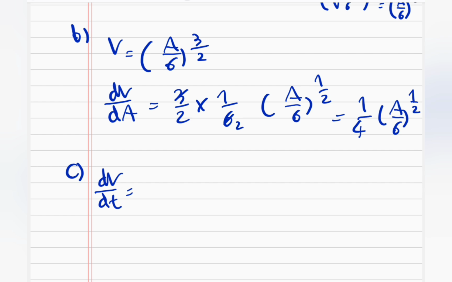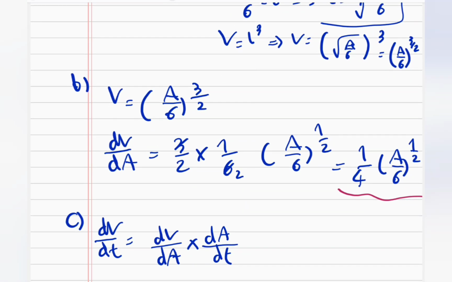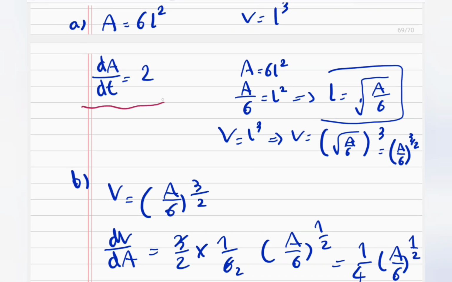So since we want to find dV by dt, we need to have dV in the numerator, and maybe dA can be a good choice for the denominator. Therefore, we can have dA on the second numerator and dt on the denominator, because in this way the two dA's will cancel out, and then we are going to have dV by dt. So we have dV by dA from part B, so that's a good sign. It's here. And now we want to see what is dA by dt, and we have found dA by dt already.